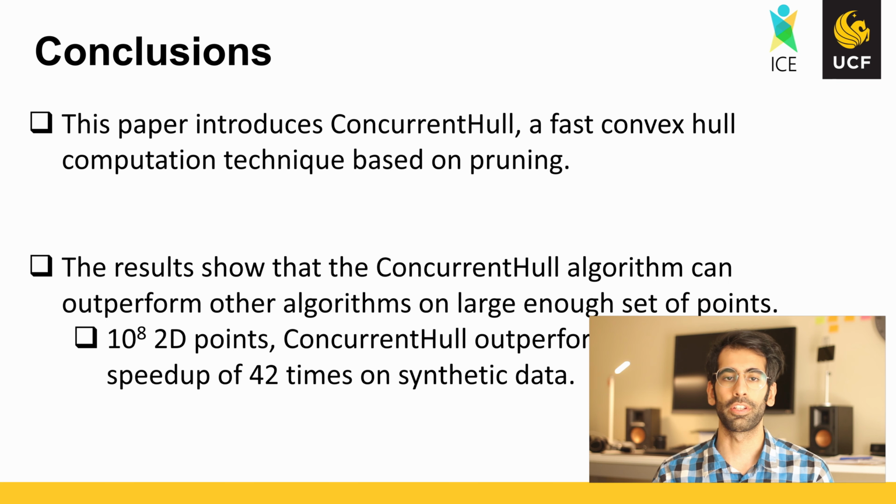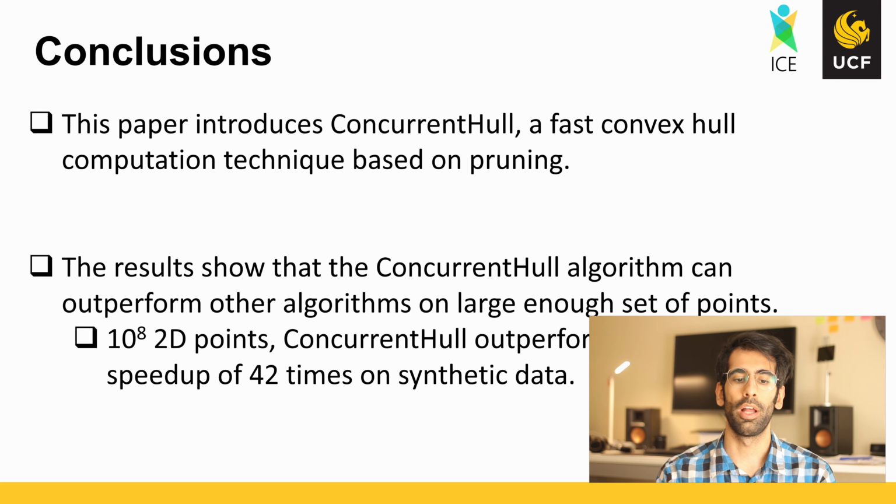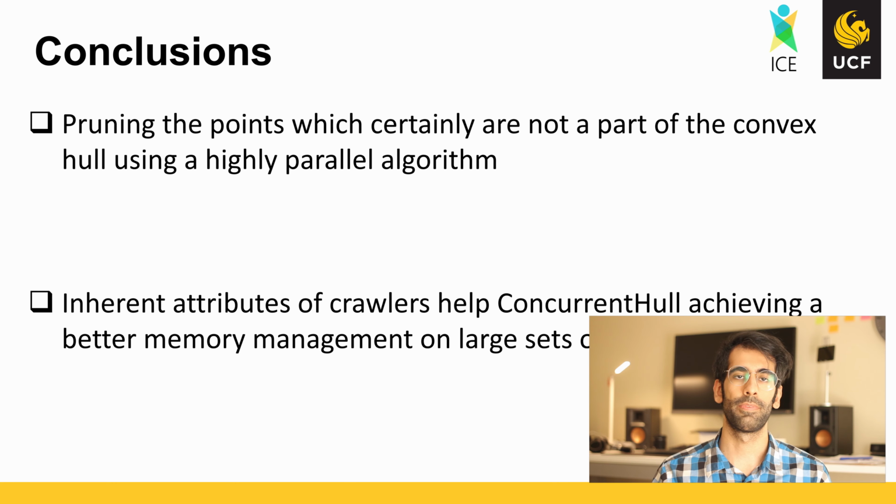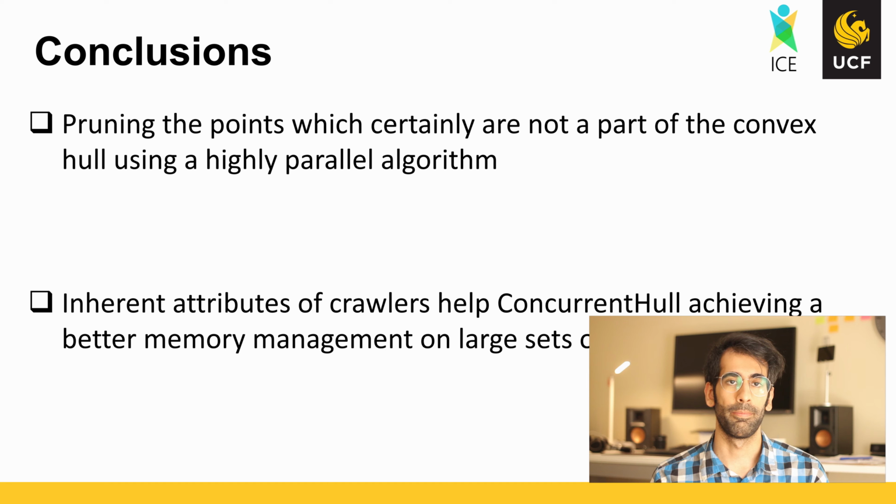We have introduced ConcurrentHull, a fast convex hull computation technique based on pruning unnecessary points. The results show that the ConcurrentHull algorithm can outperform other algorithms on large enough datasets. For example, for 100 million points, ConcurrentHull could outperform qhull by a speedup of 42 times on synthetic data. This approach benefits from discarding the points that we are certain are not a part of the final convex hull using a highly parallel algorithm. Further, the inherent attributes of the crawlers help ConcurrentHull to achieve better memory management where other algorithms face memory issues.